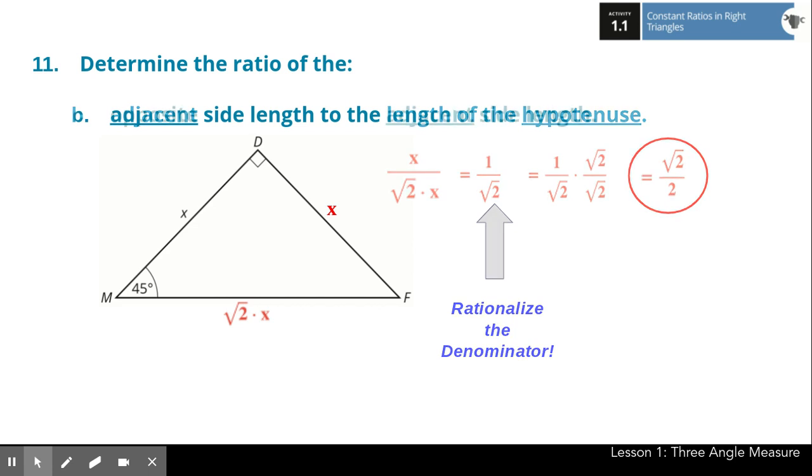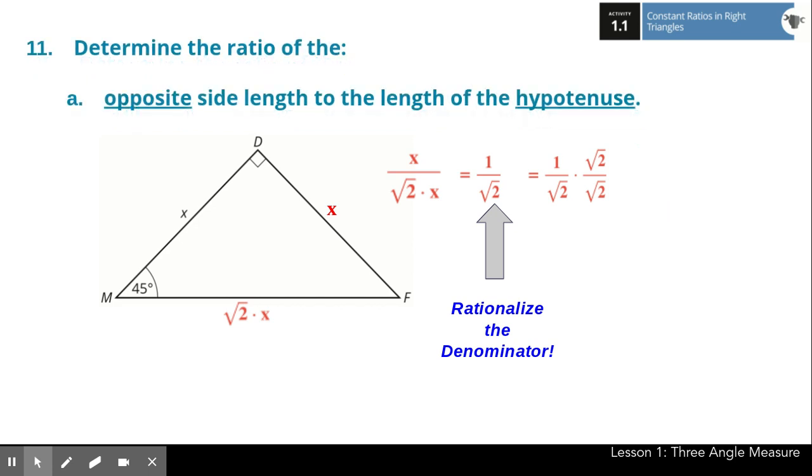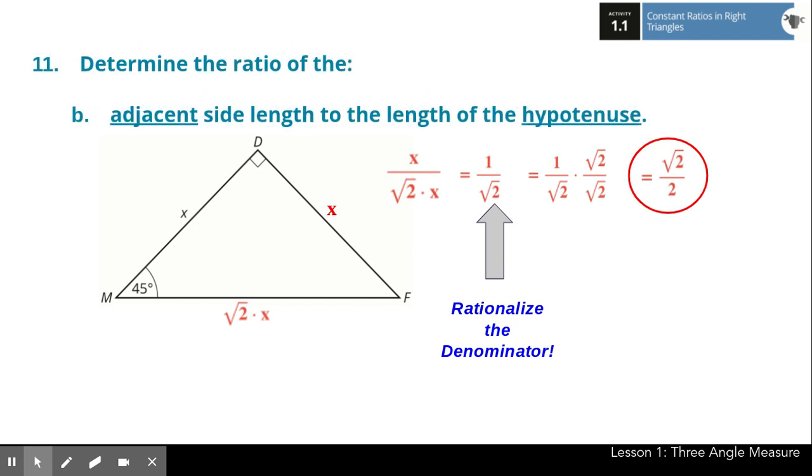Next one, we're going to work with adjacent side lengths. So if you see, I'm going to go backwards. X over radical 2 times x, that's opposite over hypotenuse. And then you'll see too why it looks like it doesn't change when you go to part B, because our adjacent side is also x, so it will be the exact same. So go ahead and pause, put this in your workbook.